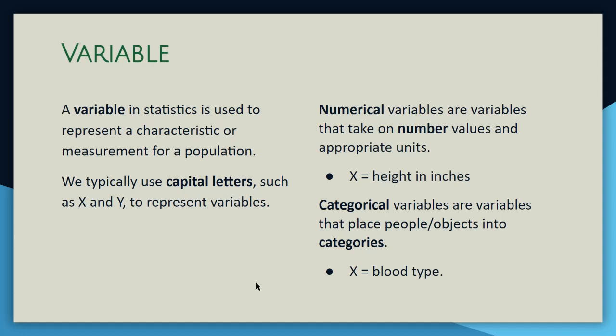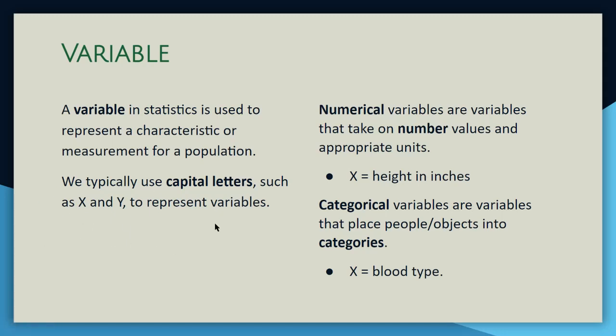So our last slide, we're going to talk more about variables throughout this week, but to get an intro, a variable in statistics is used to represent a characteristic or measurement for a population. So just like in other math classes, it's a placeholder for something we don't know yet, but we're interested in. We typically use capital English letters, so capital X, capital Y, to represent those variables. So we're going to see lots of capital X over the first few chapters, and then towards the end of the course, we'll start to see both X and Y as we look at bivariate or two-variable data.